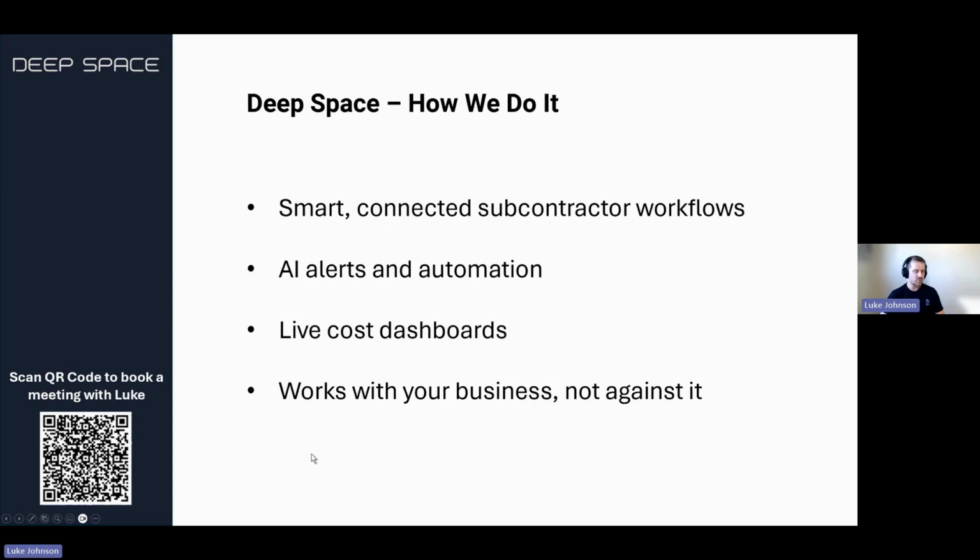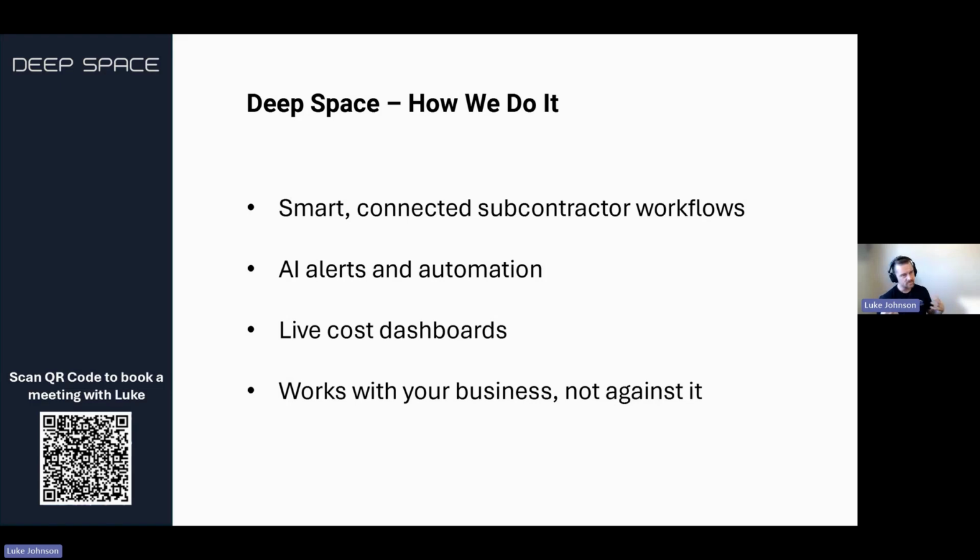So we've talked a lot about the problem. We've talked about conceptually what needs to be fixed, right? And this is not something we've made up. We have had hundreds of conversations across the industry, and it's always reinforcing these same problems and the same solution that's needed. And that's what we've built with Deep Space.